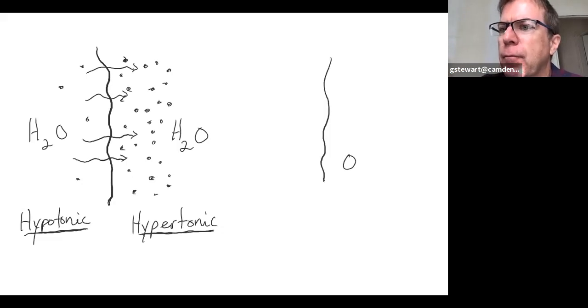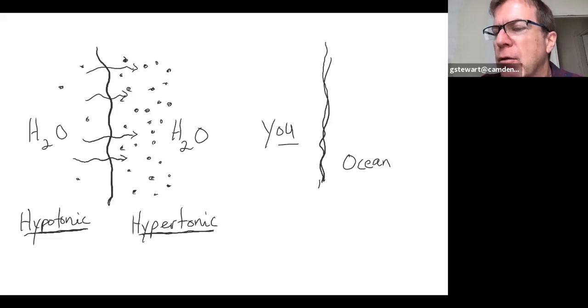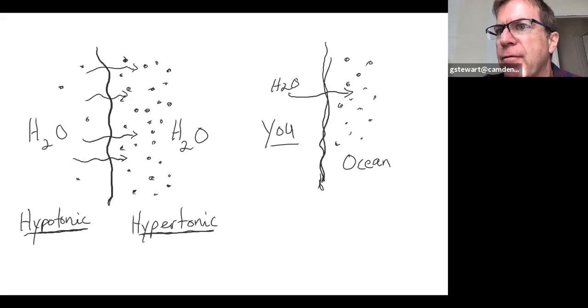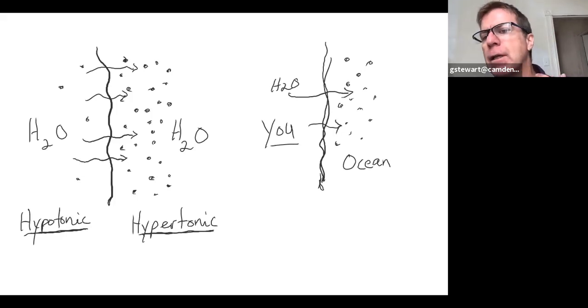If this is the ocean, and this membrane is your skin, so I'm just going to say this is you, this is the inside of your body. When you wade into the ocean or swim in the ocean, it has a higher concentration. It's saltier than the inside of our bodies. And so when you go into the ocean, you lose water from your body to that environment. You become dehydrated for the same reason that I described on the left. The ocean is hypertonic compared to the inside of your body.